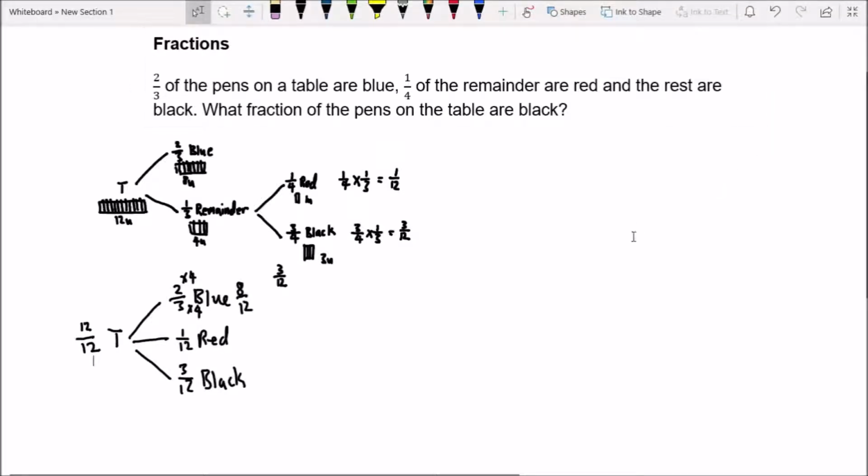To understand why this method works, remember that to find a fraction of a total, we can take that fraction times the total. Since the remainder is 1/3 of the total, we want to know what 3/4 of that is. So we can take 3/4 times 1/3.